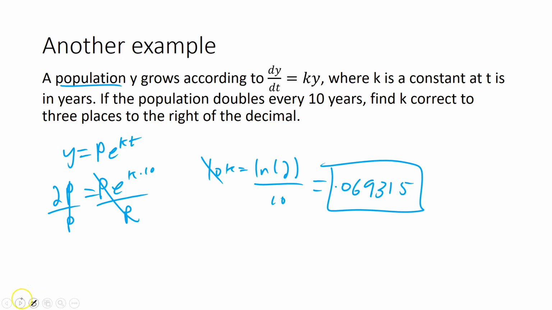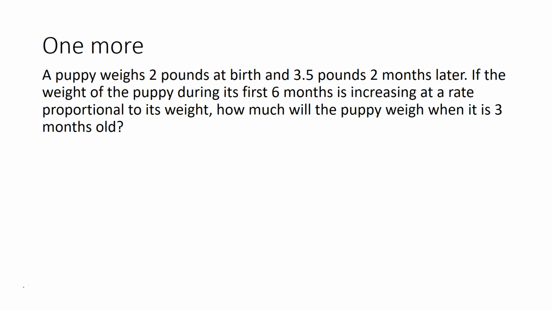All right, I think I got one more. A puppy weighs, who doesn't like puppies? A puppy weighs 2 pounds at birth. That sounds like an initial value, 0, 2. And 3.5 pounds 2 months later, 3.5. If the weight of the puppy during its first 6 months is increasing at a rate proportional to its weight, how much will the puppy weigh when it is 3 months old?